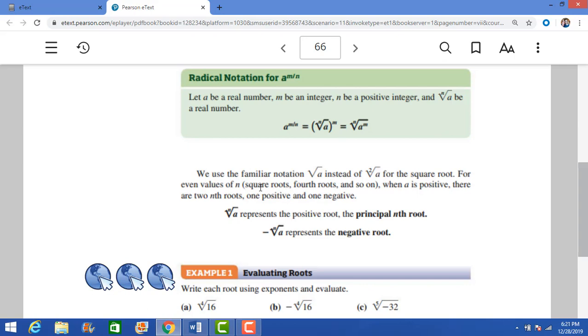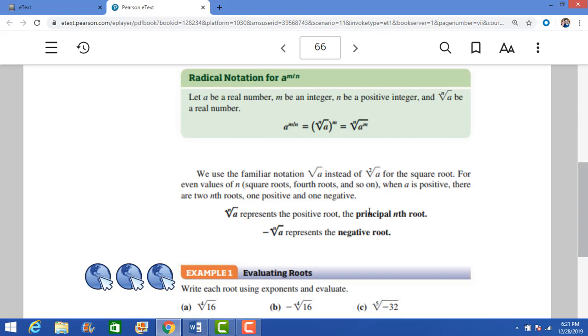Now, we use the familiar notation root a for the second root. So if there's no index, it's assumed to be 2 for the square root. For even values of n, so for square roots, fourth roots, and so on, when a is positive, there are always 2 nth roots. So it's a plus or minus. If the root is even, there's going to be 2 roots, a plus and a minus.